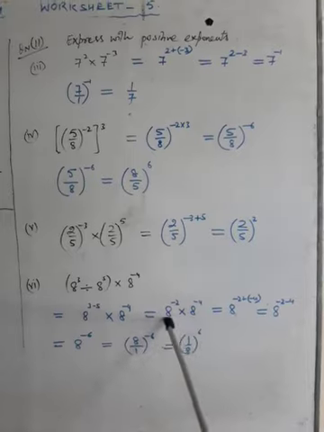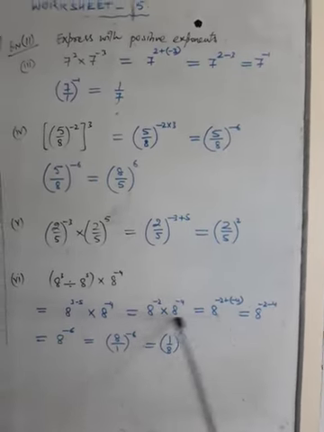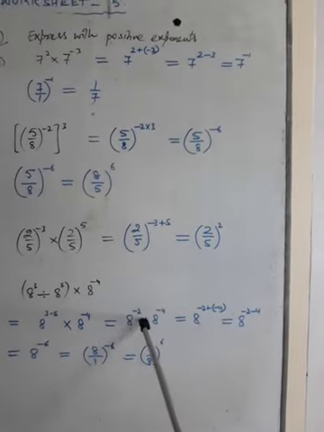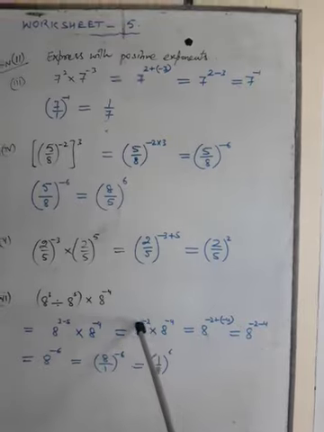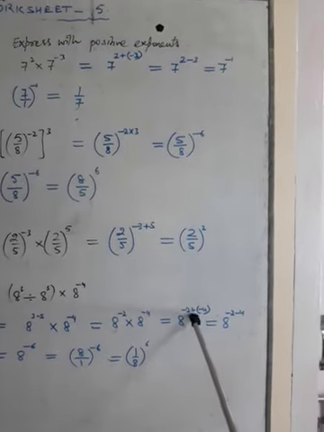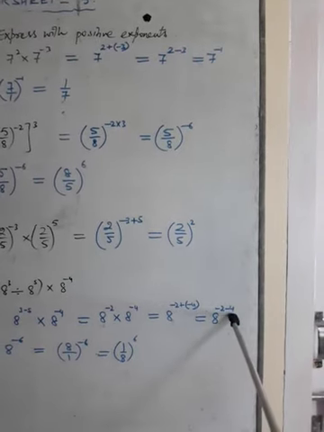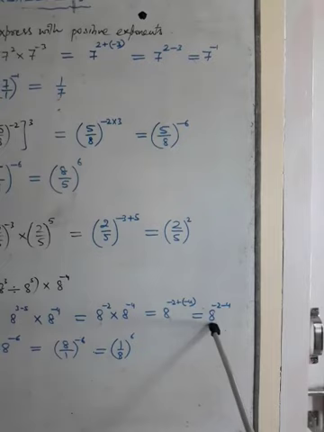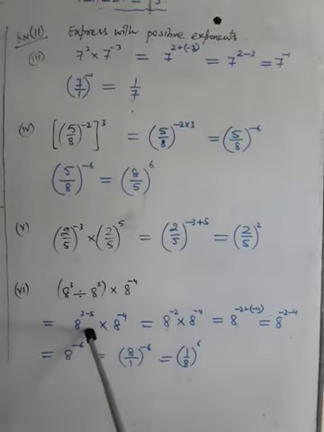So you can see now both the bases are again same, base is a. So write it one time and powers are to be added up during multiplication. So minus 2 plus minus 4, plus and minus signs get multiplied, so plus minus gives minus. Minus 2 minus 4 is what? a to the power minus 6.